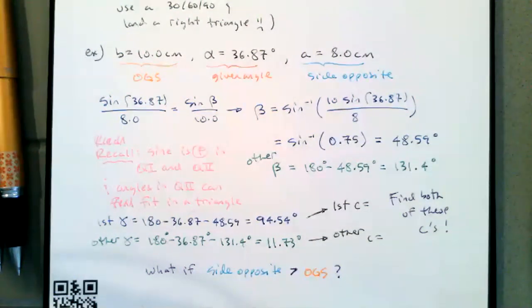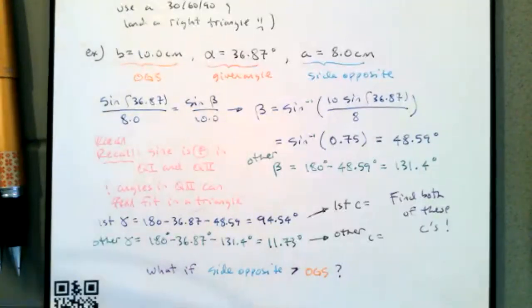So next time we need to talk about what happens if the side opposite the given angle is greater than the other given side. So that's it for today.